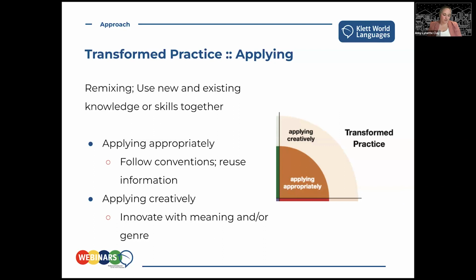Transform practice. This is our fourth piece of the pie. And transform practice is the applying piece. This we can call remixing, and it's where we use new and existing knowledge or skills together. We talk about applying appropriately, so following conventions, reusing information, and we talk about applying creatively, and that's innovating with meaning or genre.